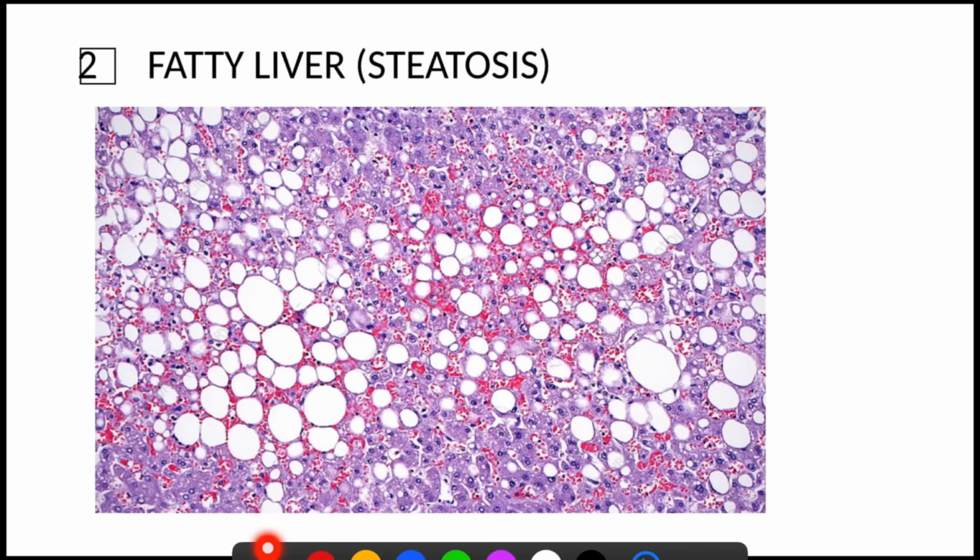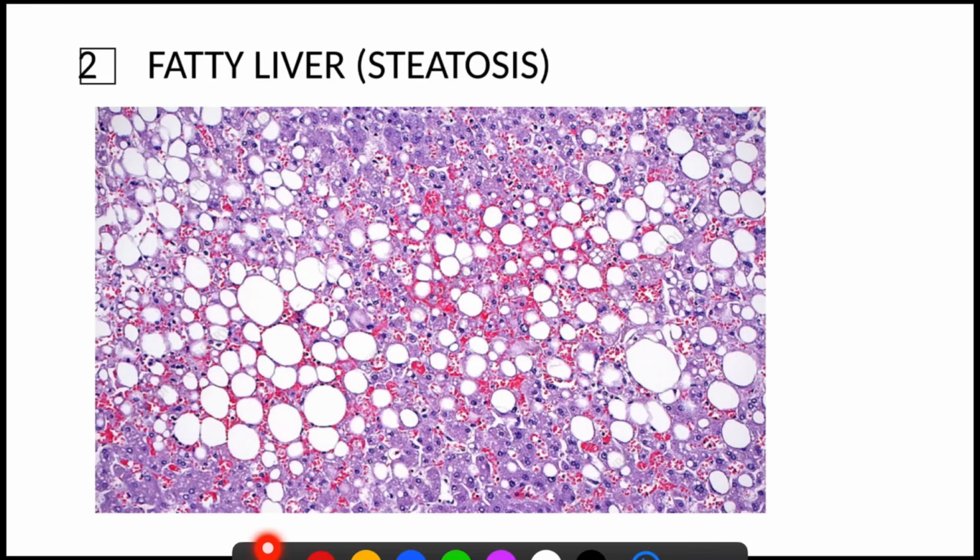So fatty liver, as the name suggests, there is fat presence in the cytoplasm. Another name is the steatosis. So here you can first of all start with scanner view. You identify whether this organ is liver or not. If you identify liver, you can easily identify these are the macrovesicular fatty change in the liver.